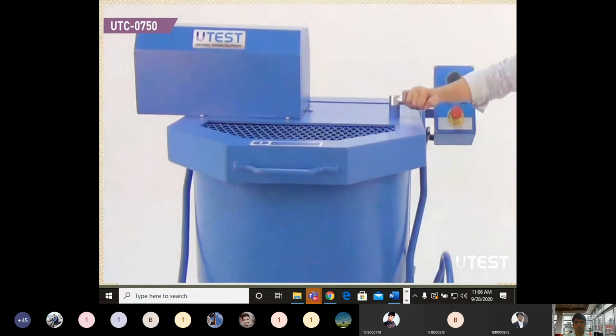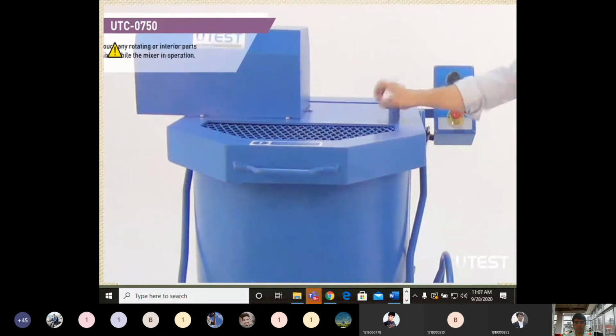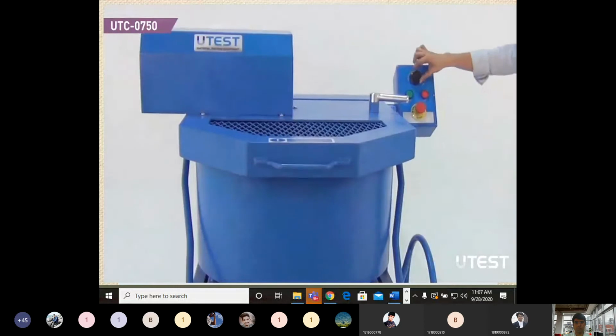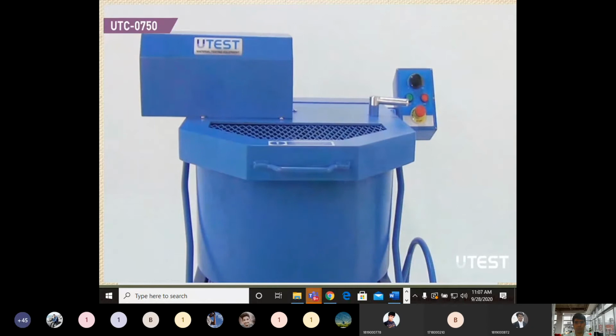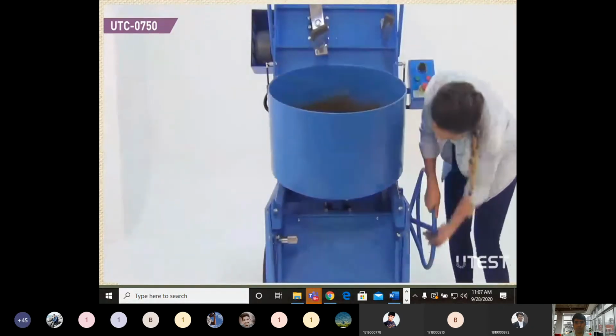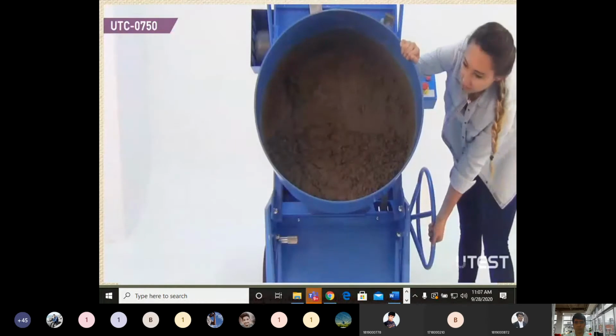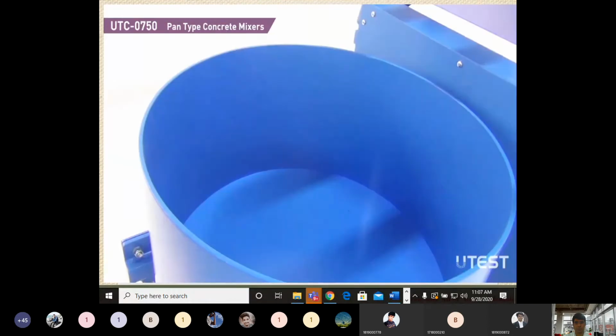Use the scraping blade to include the accumulated material on the inner side of the pan into the mixture. After mixing is complete, stop the mixer by turning the knob to the initial position and pushing the stop button. Open the cover and elevate the pan to pour the mixture. The pan can be washed either with or without removing it from the mixer. If it is going to be washed while it is attached to the mixer, use unpressurized water to prevent excess splash of water.